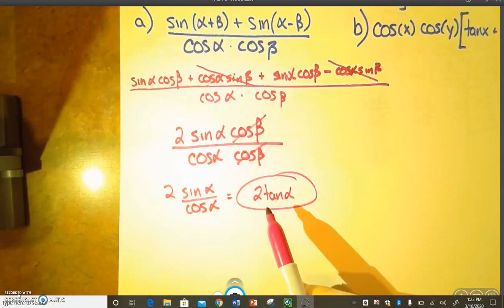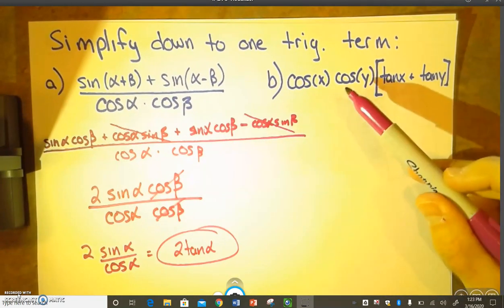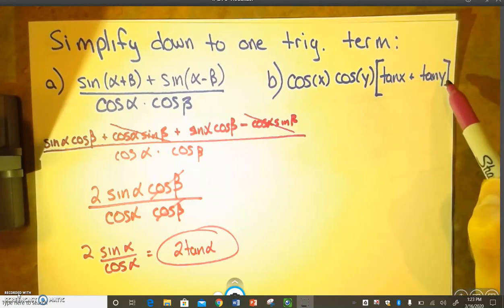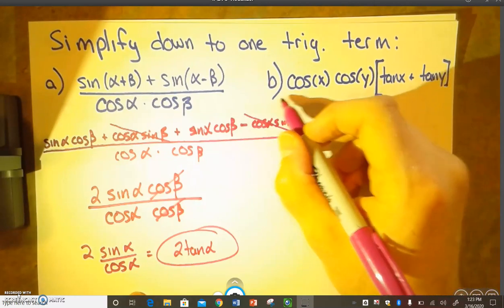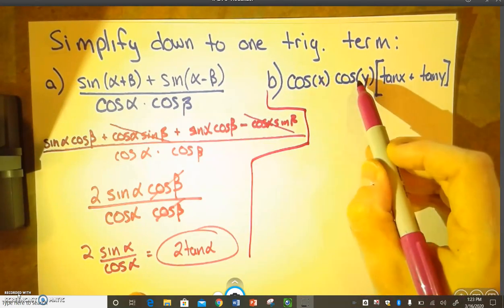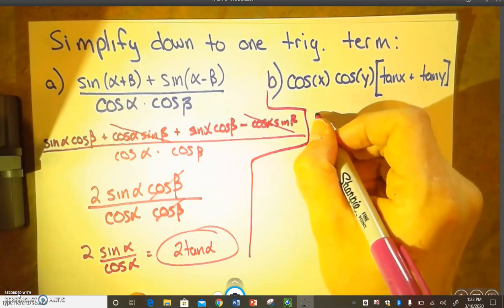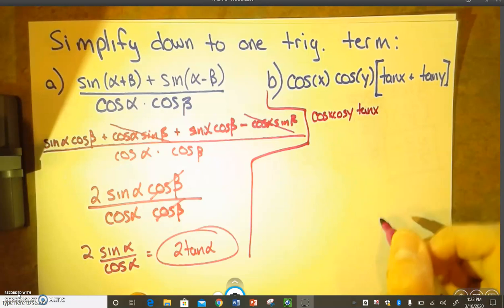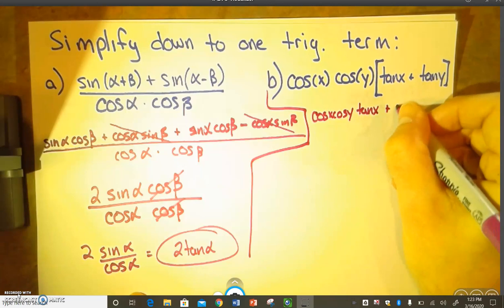Now, let's talk about this other one that's kind of squished off to the side here. Cosine x times cosine y times the quantity tan x plus tan y. So first thing I'm going to do is I'm going to separate all of that. I'm going to distribute the cosines to both tangents. So we're going to have, and I'm going to try and write as small as I can with a Sharpie here, cosine x cosine y tan x plus cosine x cosine y tan y.